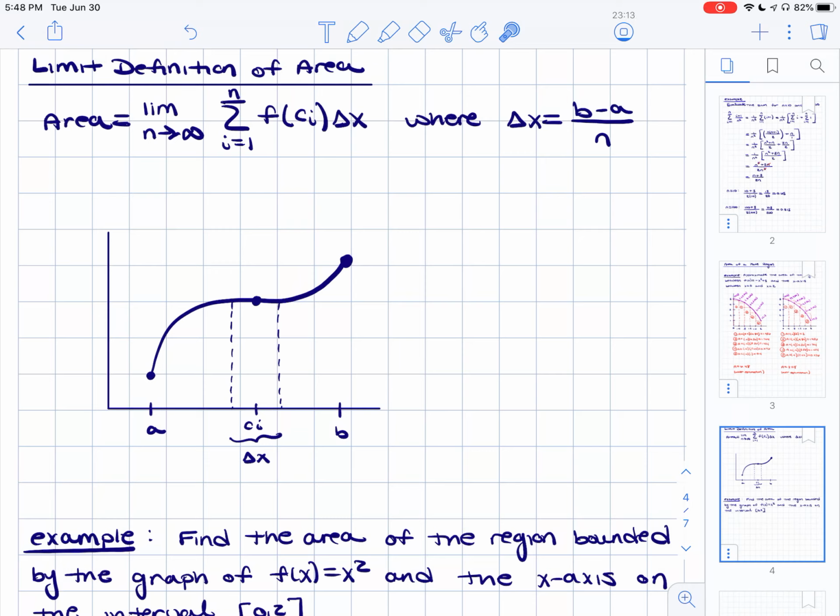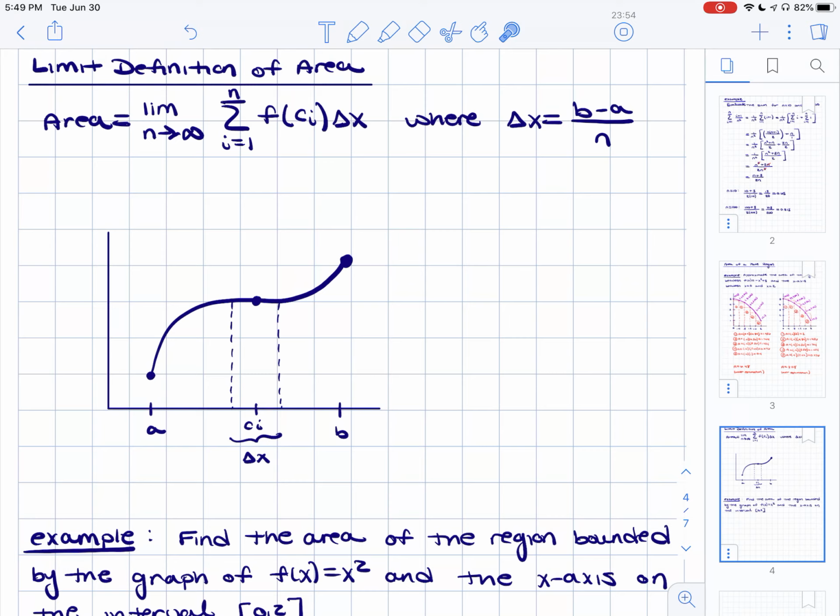Okay, so to find the area, we're going to find the limit as n approaches infinity of the sum from i equals 1 to n of f of c sub i times delta x. Now look at this graph down here to understand what all of this means. We're looking at some function, our f of x function, on the interval from a to b. I'm saying that c sub i is just some point in this interval, and delta x is the width of the rectangle.